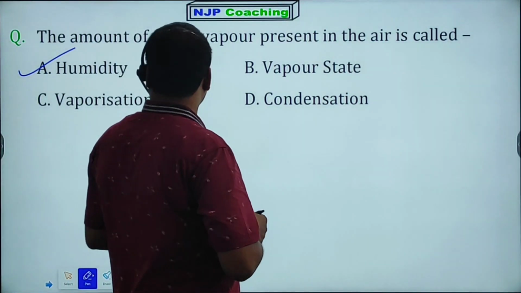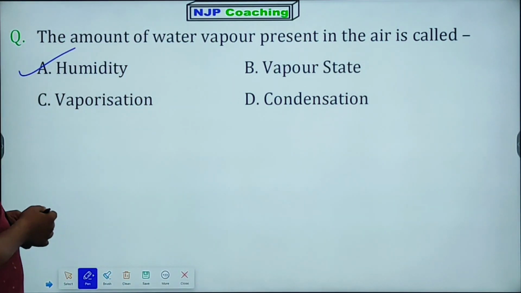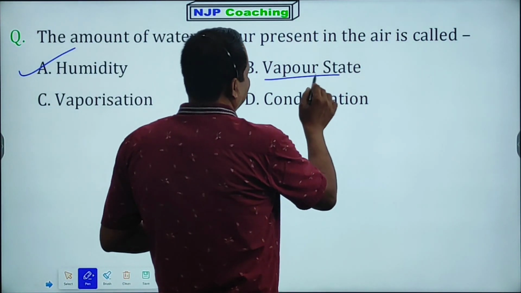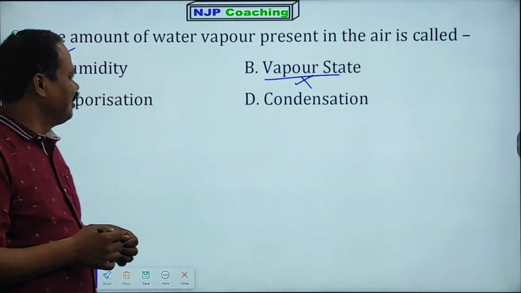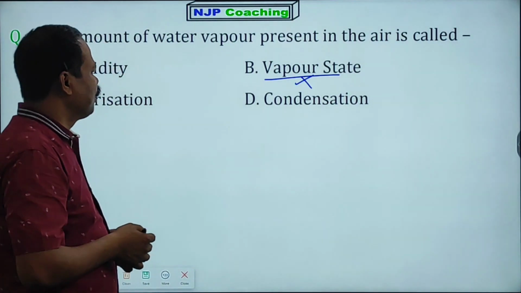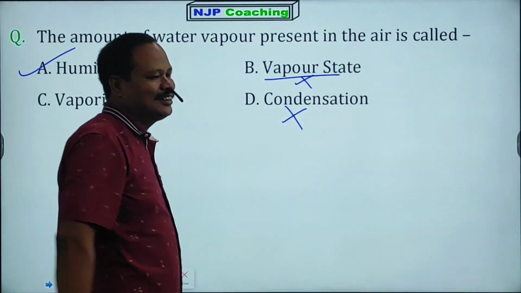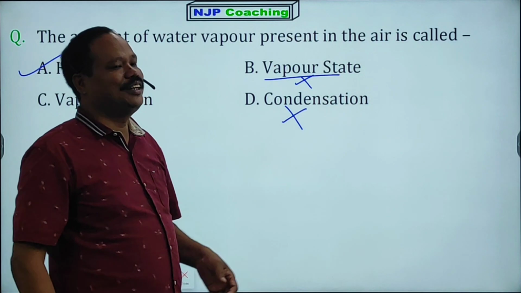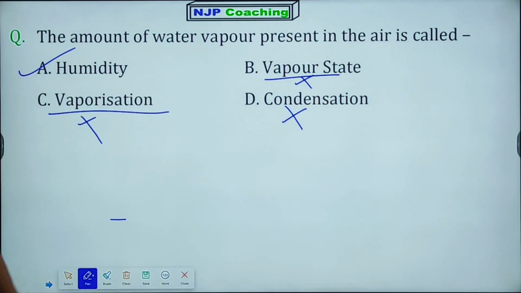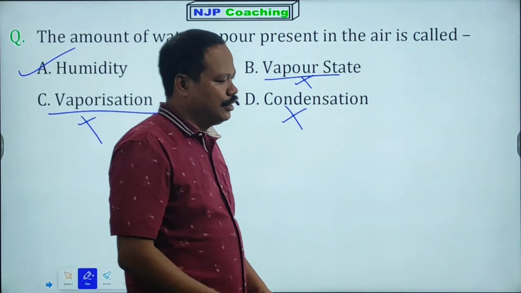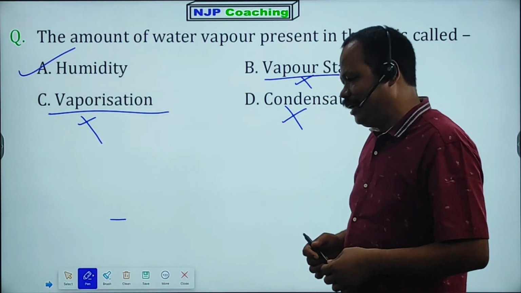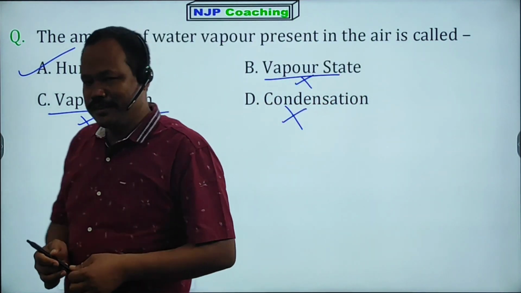So just see what the other options are. Vapor state. This is a state only, so the amount of water vapor is not called vapor state. Condensation. This is a change of state. Vaporization. This is a change of state. So the right option is A, humidity. This is the right answer.